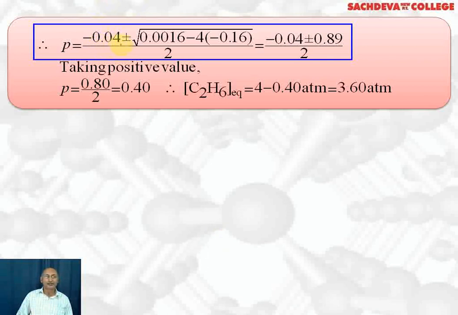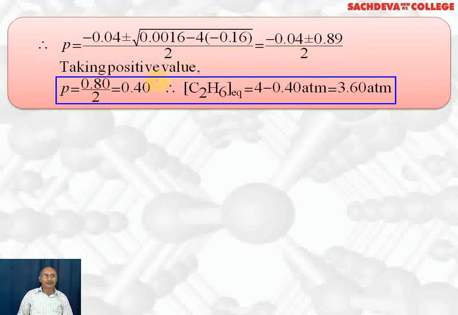So minus 0.04 plus minus square root of 0.0016 minus 4 into minus 0.16. This comes out to be minus 0.04 plus minus 0.89 divided by 2. Taking positive value, P is equal to 0.80 divided by 2, which comes out to be 0.40. Therefore, the pressure of C2H6 at equilibrium will be 4 minus 0.4 equal to 3.6 atmosphere. It will be the final pressure of C2H4 at equilibrium, which is directly proportional to its molar concentration.